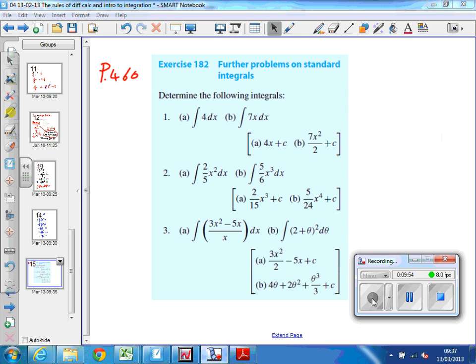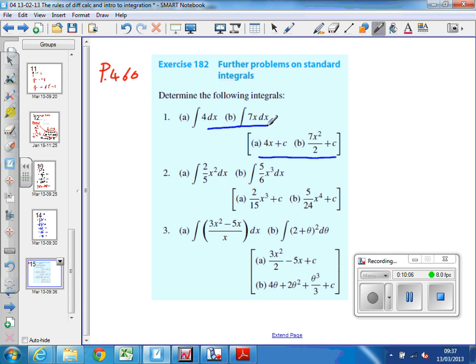Right, so page 416 in the textbook, Exercise 182, have a go at some of those. The answers are here. Some of them are very straightforward, some of them not so straightforward. Think about that one. We will look at some of them together.